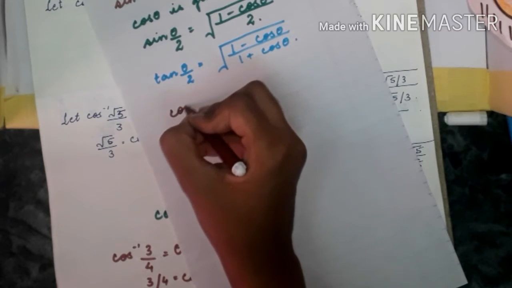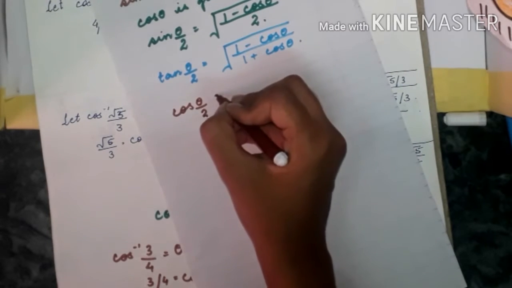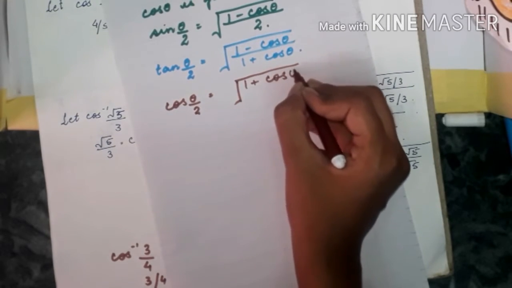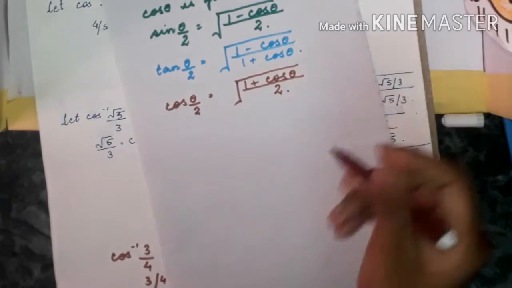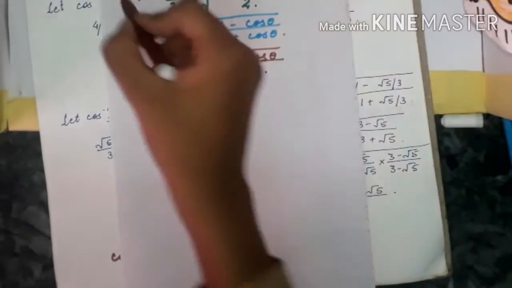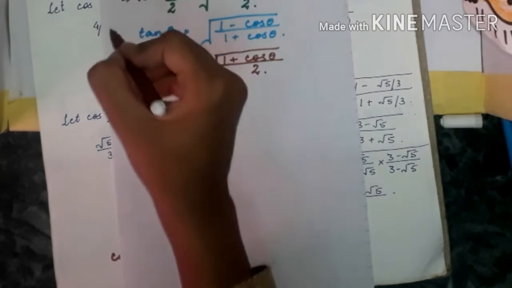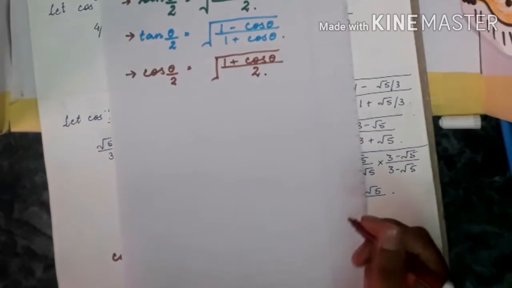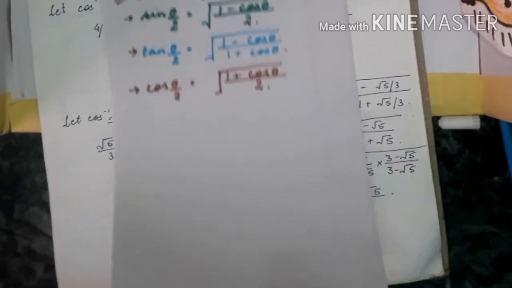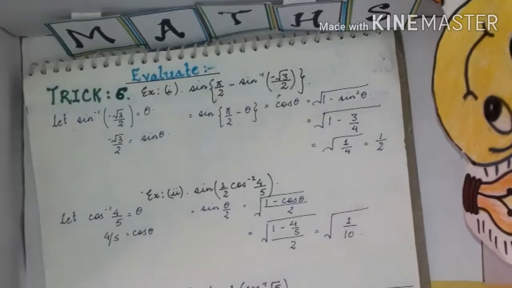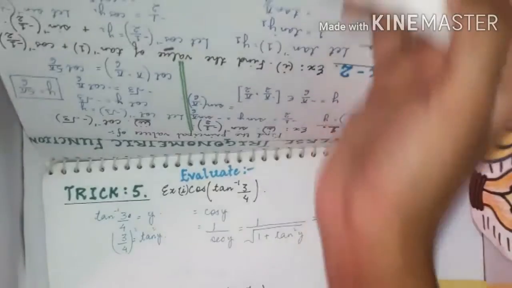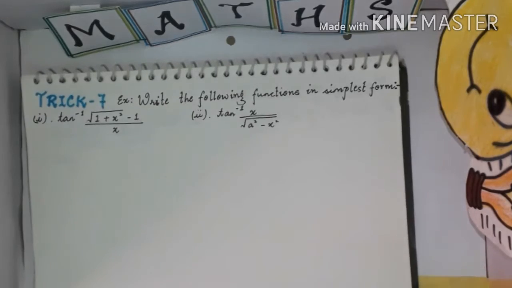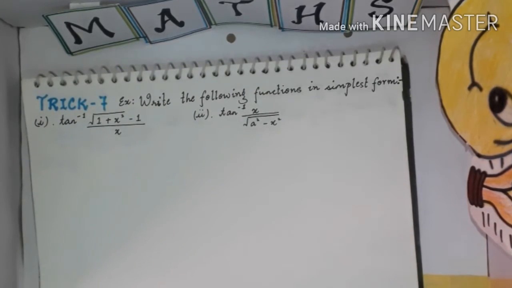For cos theta by 2, the identity used is 1 plus cos theta on 2. You have to mug up all these identities. When cos theta is given, then the value of sin theta by 2, tan theta by 2 and cos theta by 2. It's so simple, okay? So just learn it. These are all the identities which have been formed from the identities learned in class 11th. It is formed from cos 2 theta.